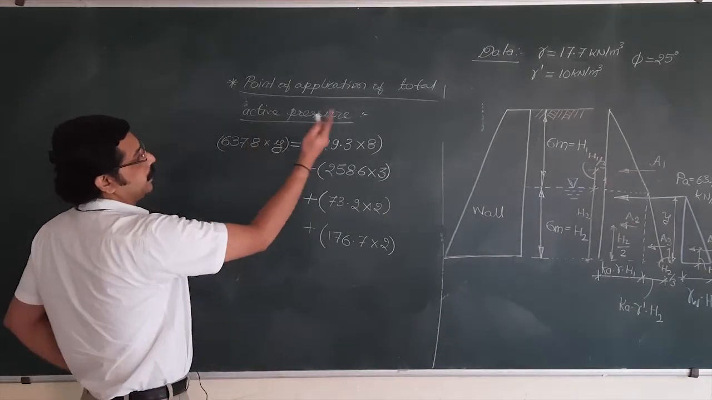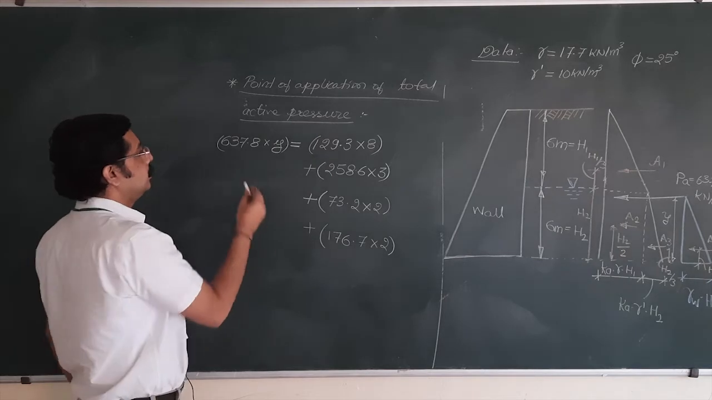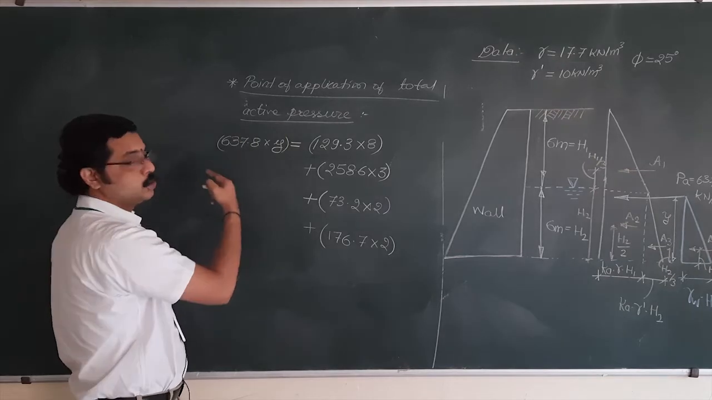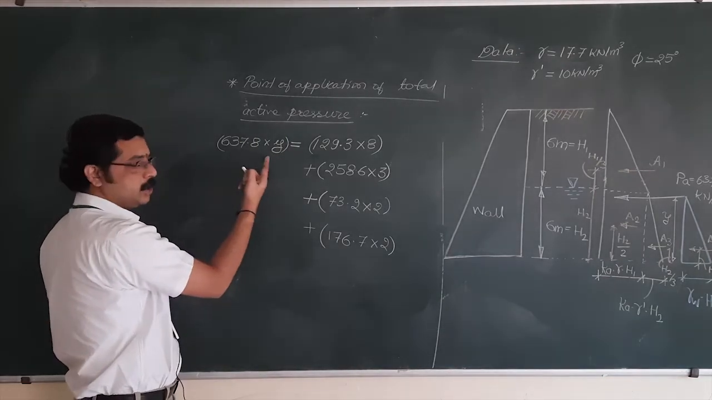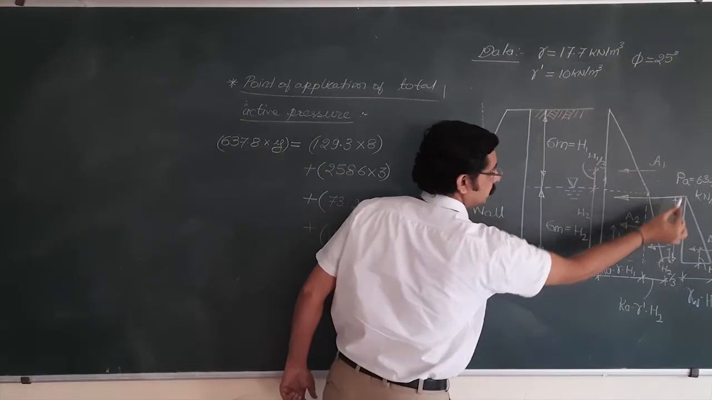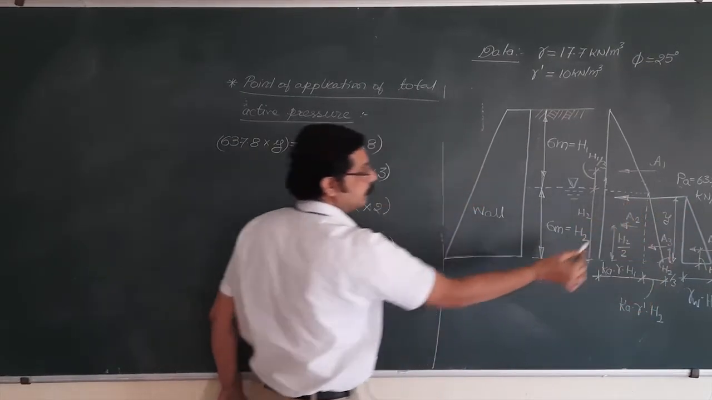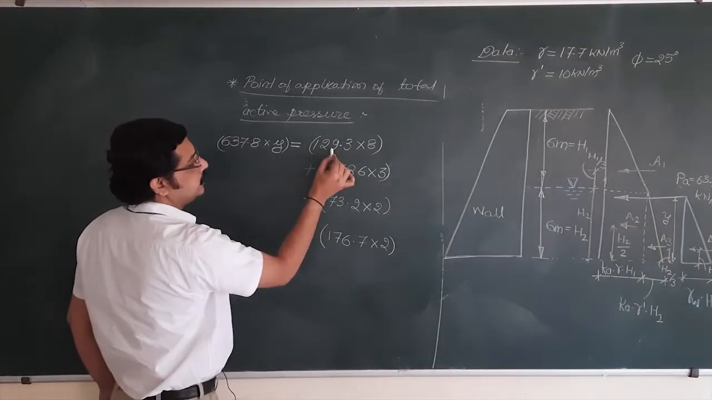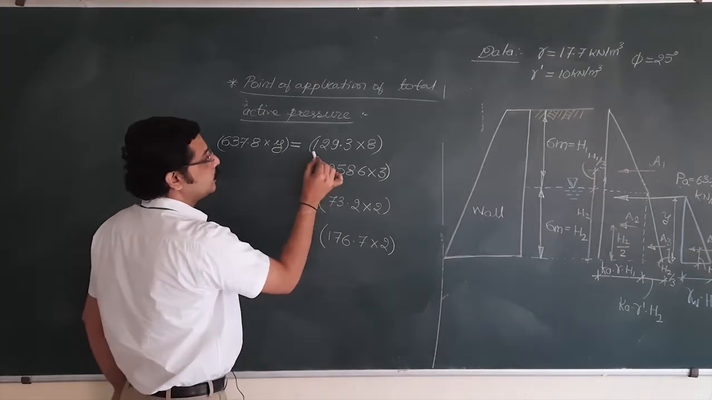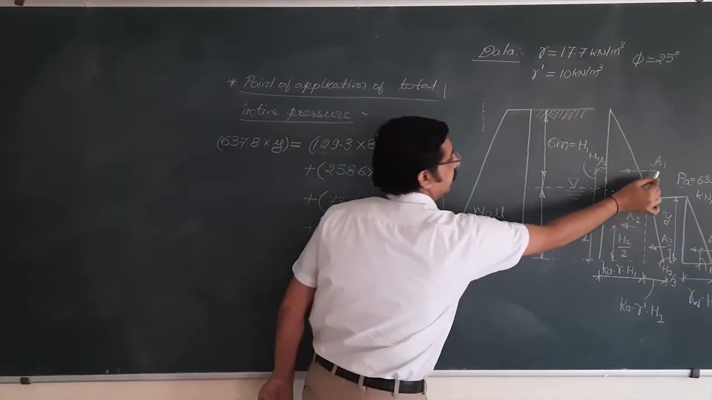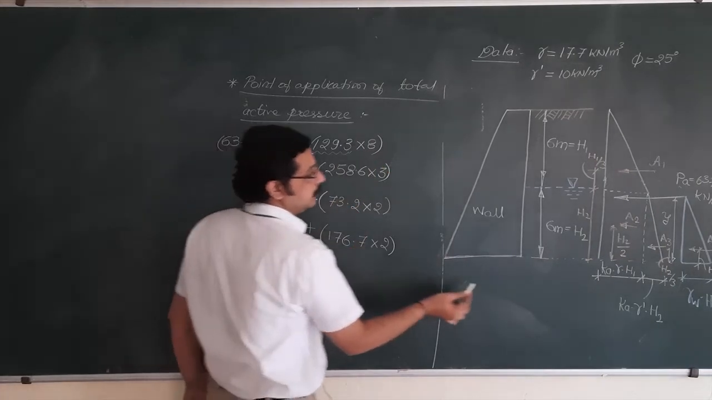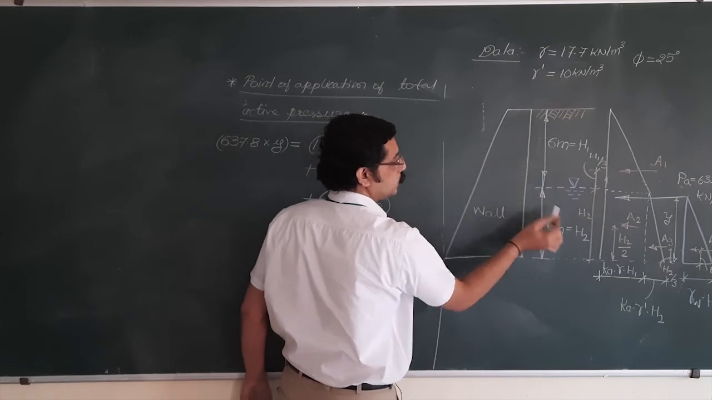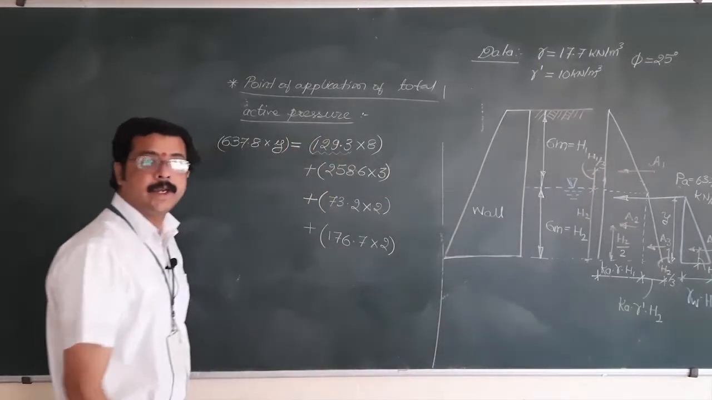Thus, the point of application of total active pressure we are finding out: 637.8 multiplied by y, the moment of total pressure about the base. This is the total pressure and its moment is PA into y. So that is what we have written here on the left hand side. On the right hand side, 129.3 multiplied by 8. This 129.3 is A1 and 8 meter is 6 plus h1 by 3, that is 6 by 3, 2 meter. So 6 plus 2, 8 meter.